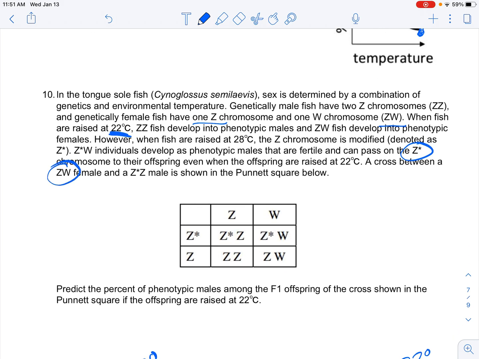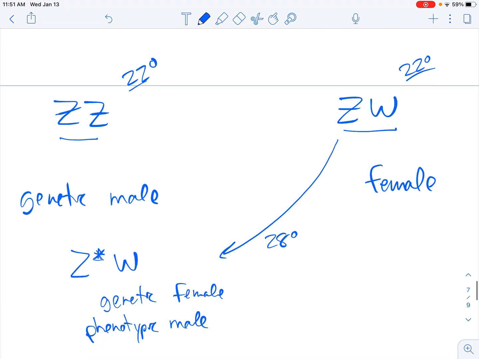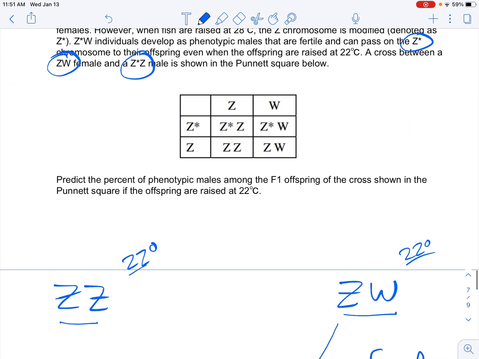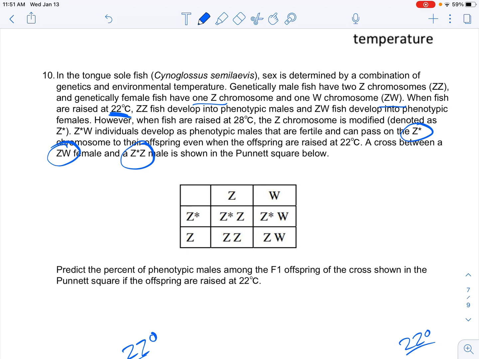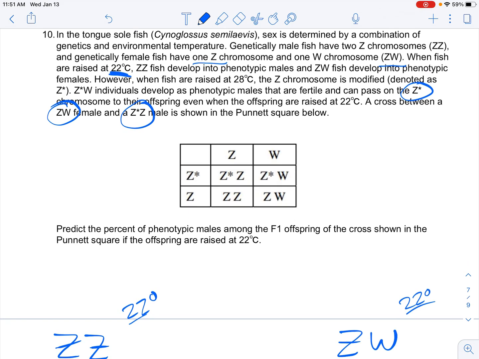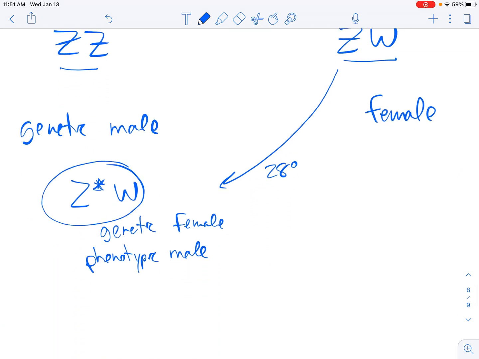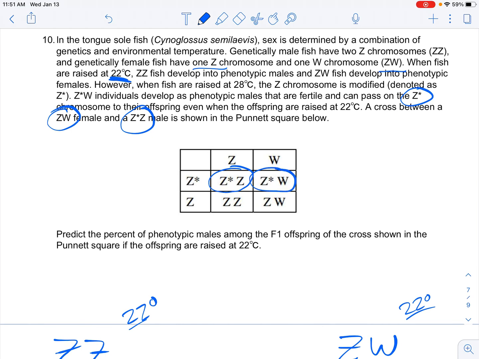A cross between a ZW female and a Z asterisk Z male is shown. So here we have 4 different outcomes. That would be male, right? That's a male as well, because it's a modified chromosome, even though it's female genotype. It's a modified Z chromosome. That's a male, so 3/4 are male, and 1/4 is female.